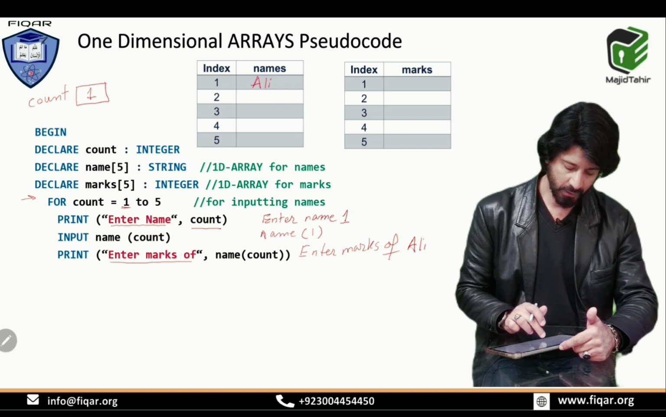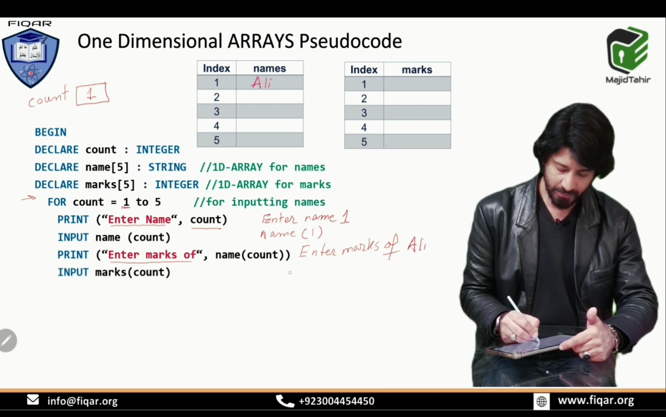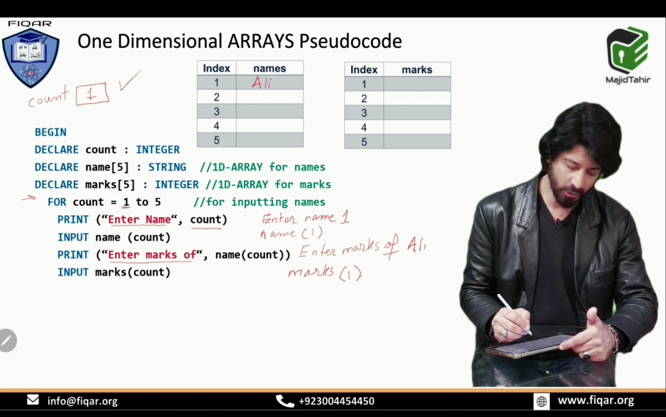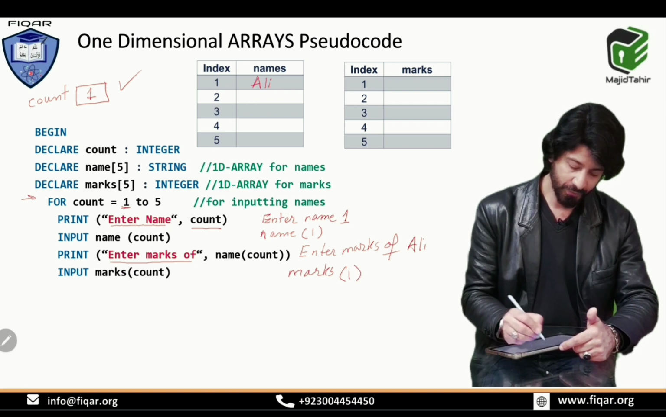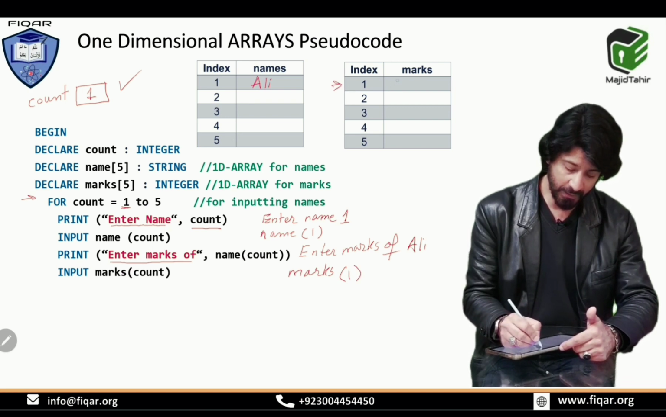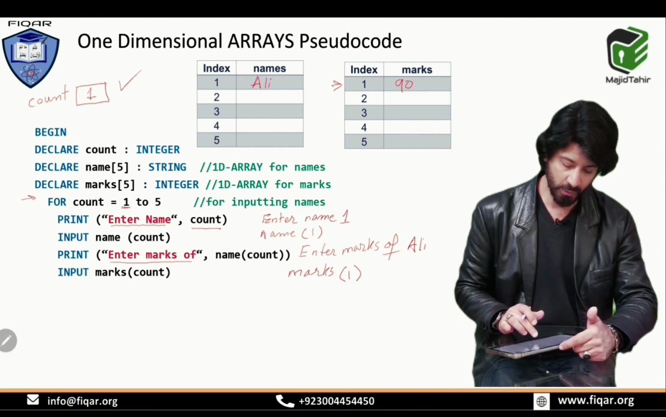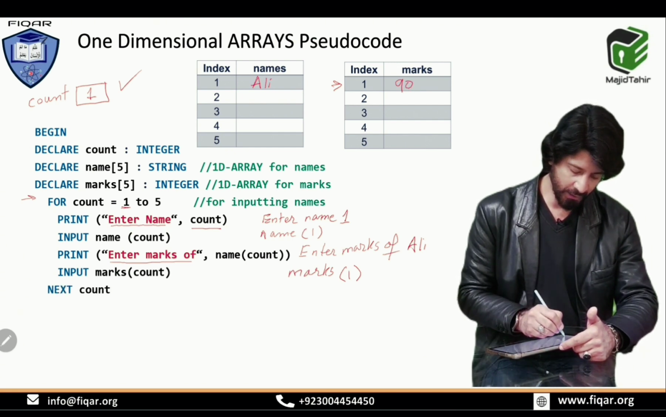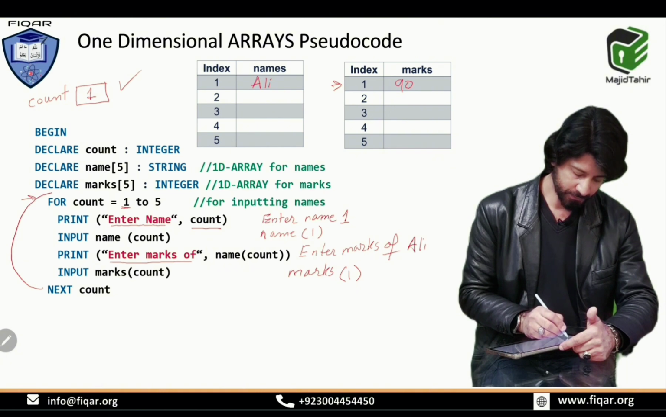So it will be given. Whatever marks we give go into marks count. Count is initially 1, so it is mark 1 slot. So we input, for example, 90, and 90 goes in this one. Next count will bring our loop back to the count.